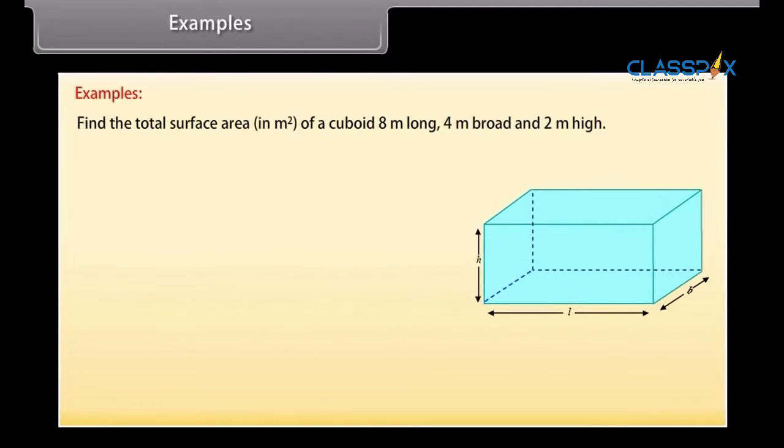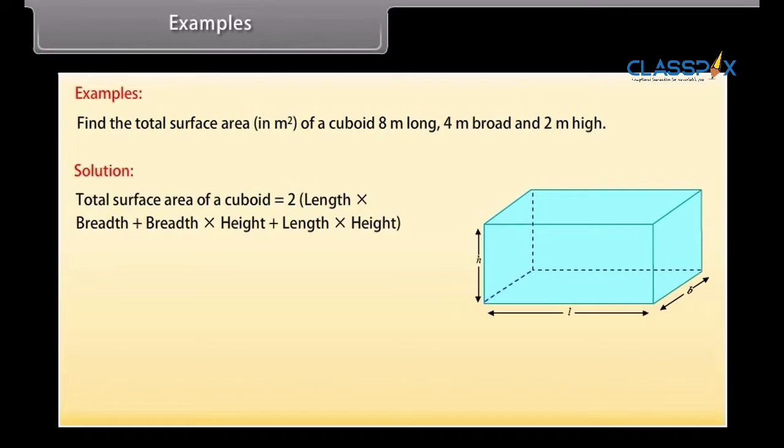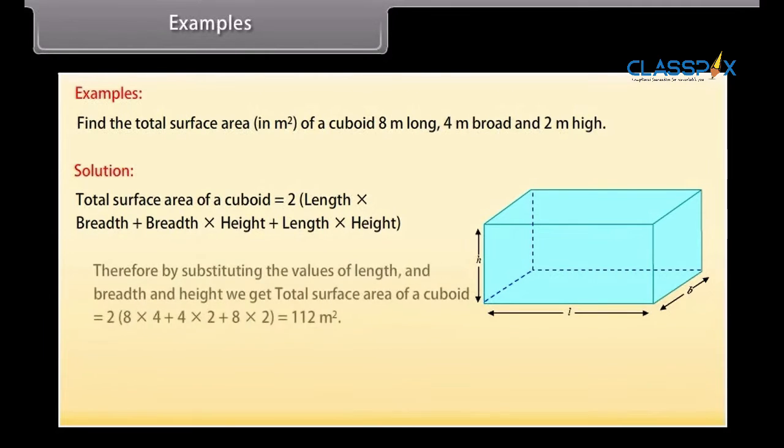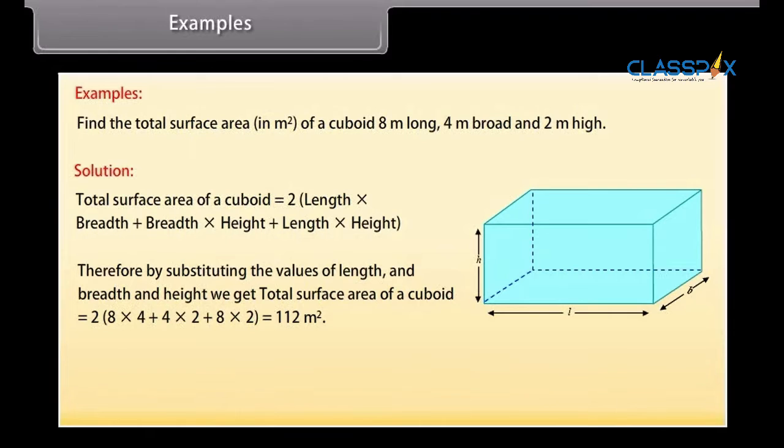Example. Let us solve some examples now. Find the total surface area in meters square of a cuboid 8 meters long, 4 meters broad and 2 meters high. Solution. We know that the total surface area of a cuboid is equal to 2 into (length into breadth plus breadth into height plus length into height). Therefore, by substituting the values of length, breadth and height, we get total surface area of the cuboid equal to 2 into (8 into 4 plus 4 into 2 plus 8 into 2), which is equal to 112 meters square.